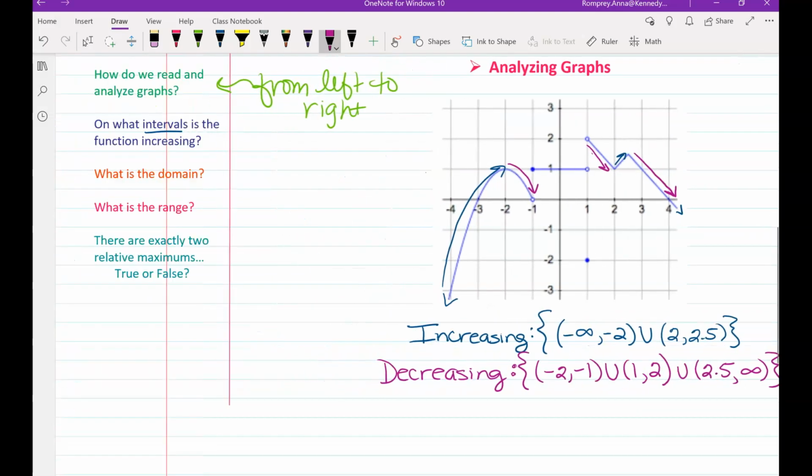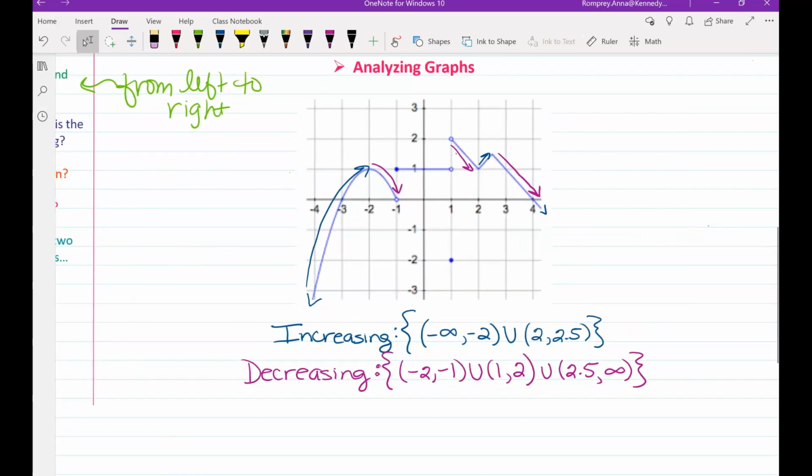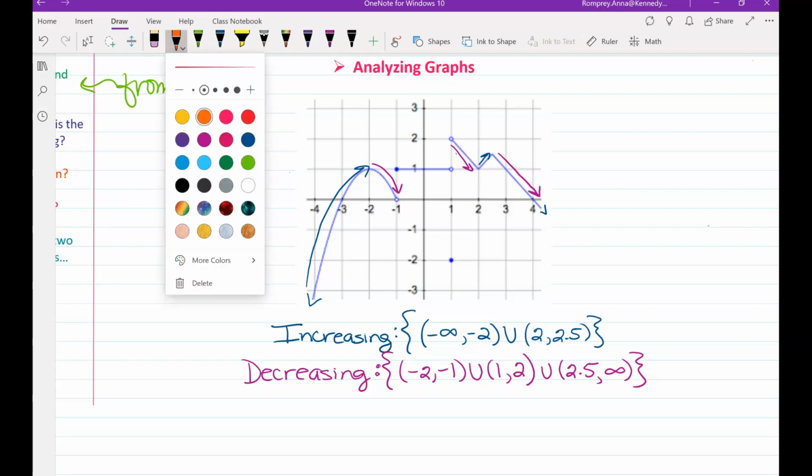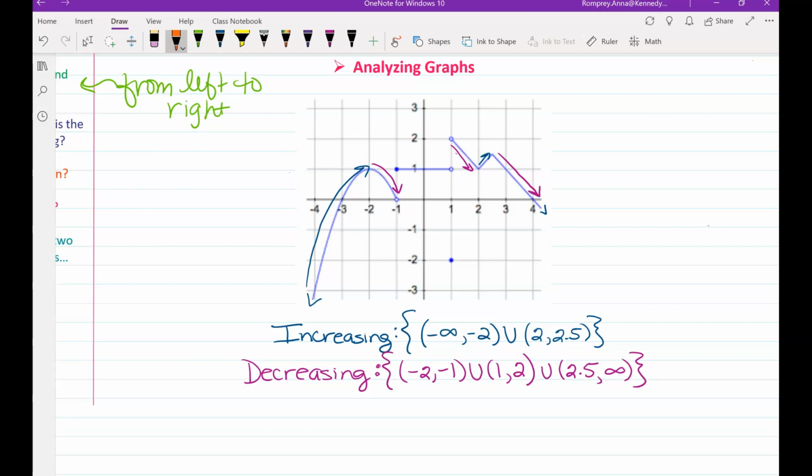All right, let's go back over. So what is the domain? Now these can get a little tricky when it comes to domain and range. So we got to look at our whole graph, coming from left to right. So domain, remember, domain is all of your x values. So my x values, I go from -infinity and then I stop at -1.